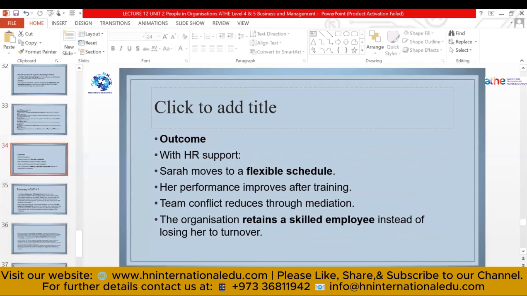What was the outcome? With HR support, she moves to a flexible schedule when it is easy for her to work. Her performance improves after training. Team conflict reduces through mediation, that is, discussion. The organization retains a skilled employee instead of losing her to turnover. So it's always better to give space to a person if he or she requires it. It doesn't mean making them redundant or making them leave the organization. No, address the issue, work on it, and give it time.